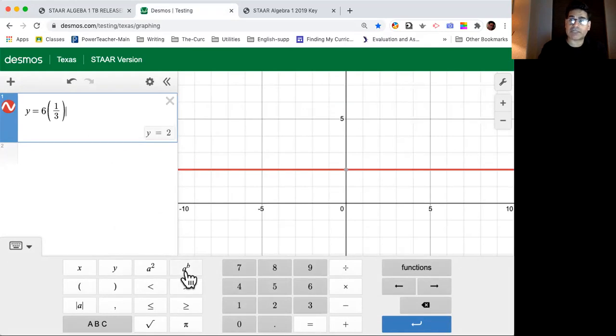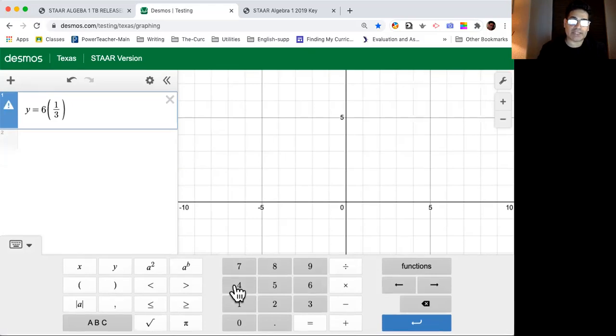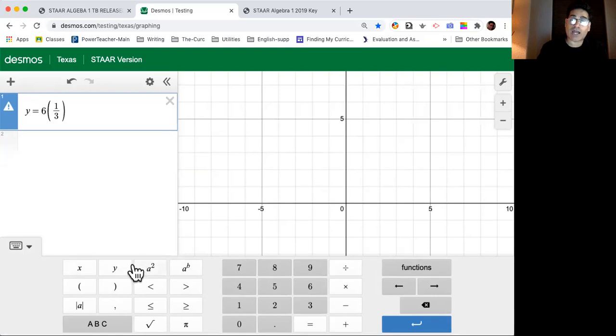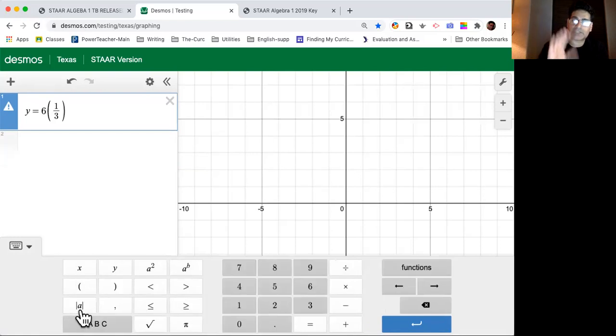It is some exponent represented by x. I hit this a to the b, and it gives me a space where an exponent would be, and I can put whatever I want there. In this case, I'm going to put an x. I have x and y on the main keyboard, and you can put any letter you want, right? The main ones, x and y, are right there in the very first two keys. I'm going to put an x.